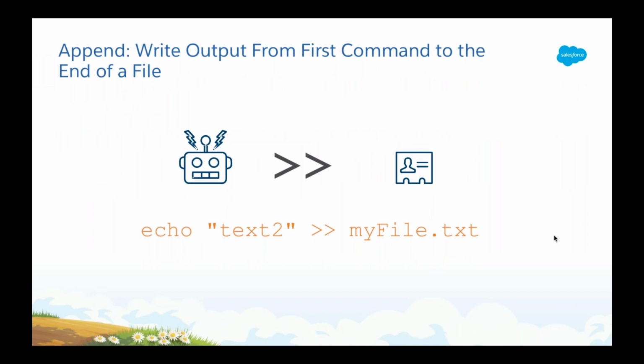Writing the output from the first command. So this is the double greater than sign. This is the append, and we're going to see this in the demo here as well. But again, this is take the first command and then add it to the end of the second thing.